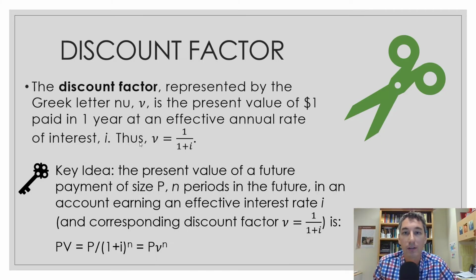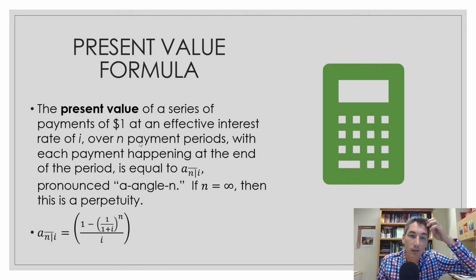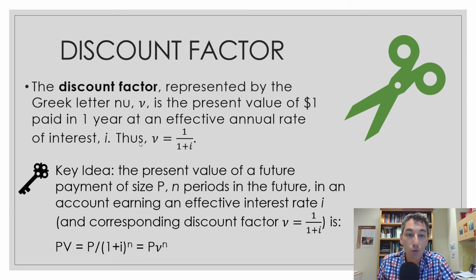The next thing I want to talk about is the discount factor. The discount factor, represented by the Greek letter nu, it kind of looks like a v, but it's the Greek letter nu. It's the present value of $1 paid in 1 year at an effective annual interest rate of i. So nu is 1 over 1 plus i. If you go back to the present value formula, you'll see that 1 over 1 plus i in there. And so that's basically nu. That's your discount factor showing up. So we could simplify the a angle n formula if we just put in a nu in it. But it's essentially just saying, what would $1 be worth now if I was going to pay you in a year? Well, you're just dividing by 1 plus i, because when you earn interest, you normally multiply by 1 plus i.